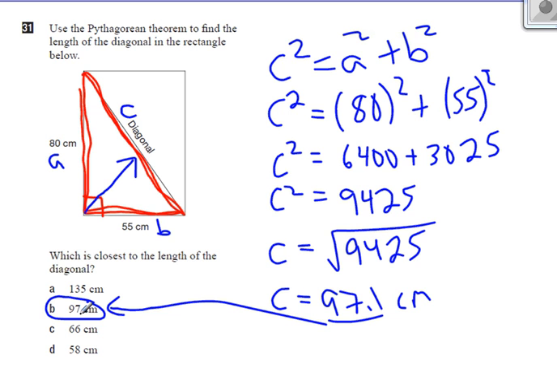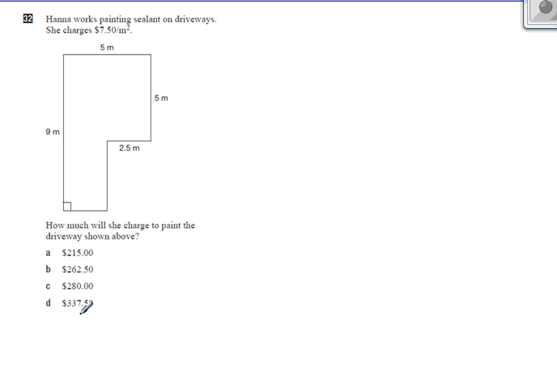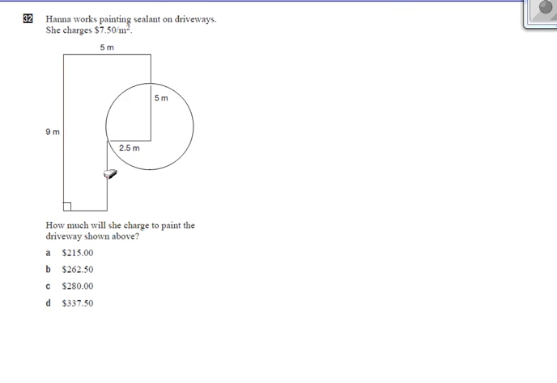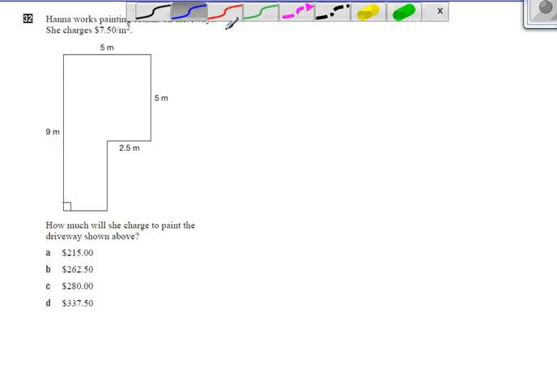Okay, so let's move on to the next question. It says Hannah works painting sealant on driveways. Now you may not know what sealant is, but you do know that if you're painting something, you're painting the surface of it. And if you're painting the surface of it, then you're doing an area problem. So this is an area problem.